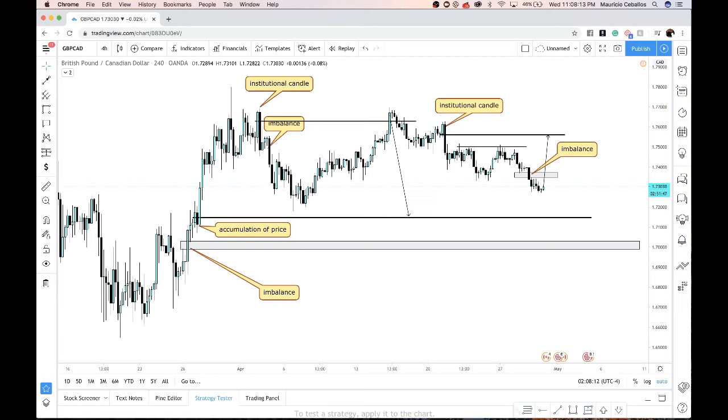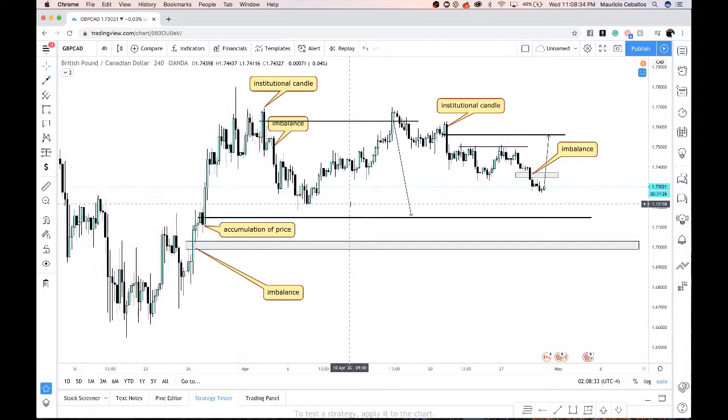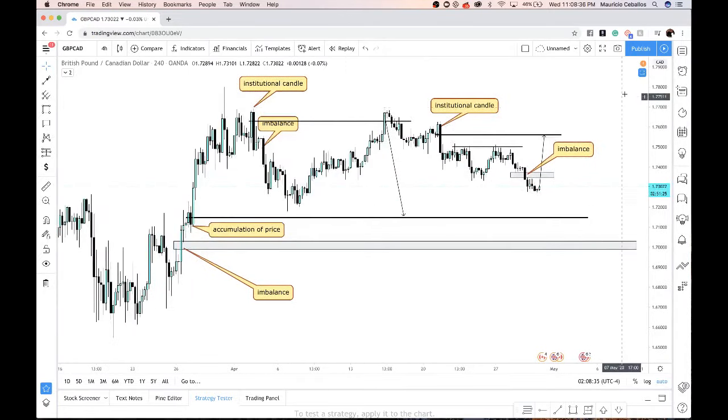Do you think accumulation is formed on GBP CAD? Yes. Does this institutional candle create the liquidity? The institutional candle is just a point of interest. Understand that the reason they are called points of interest is because they call your attention. They are literally points that are interesting for you to watch, points that you do not want to miss out on. So what I always like to do is add alerts.